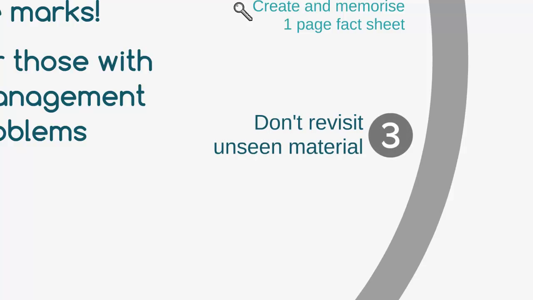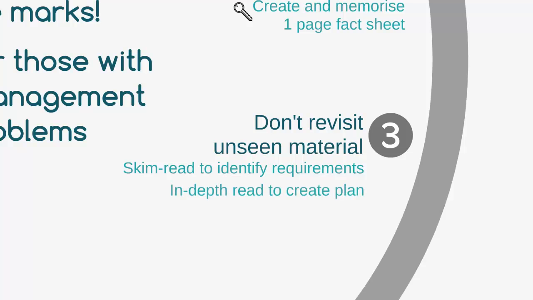Tip number 3, don't revisit the unseen material. So skim read the material to identify your requirements, read it in a bit more detail once you've identified the requirements to create your plan, and you of course should be building an initial structure around those requirements that you've identified. But once you've done that, don't look back at it again.